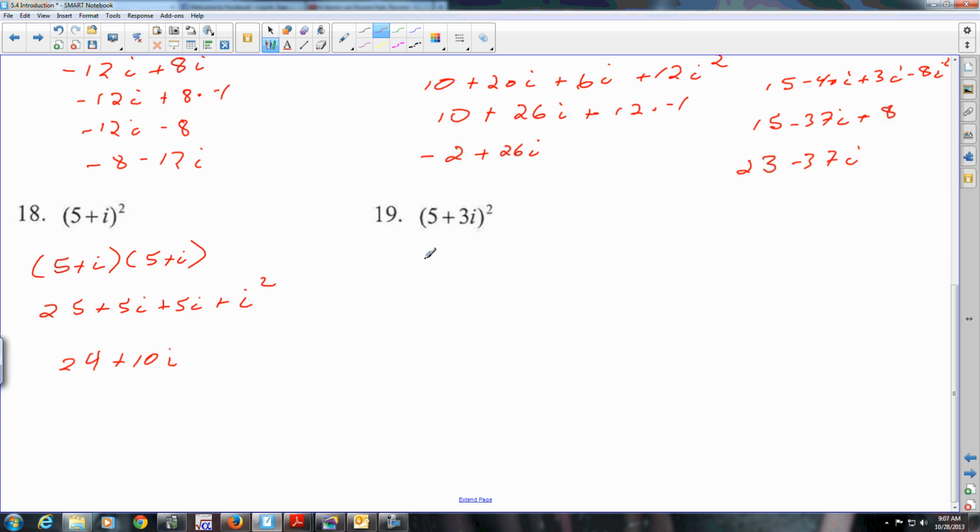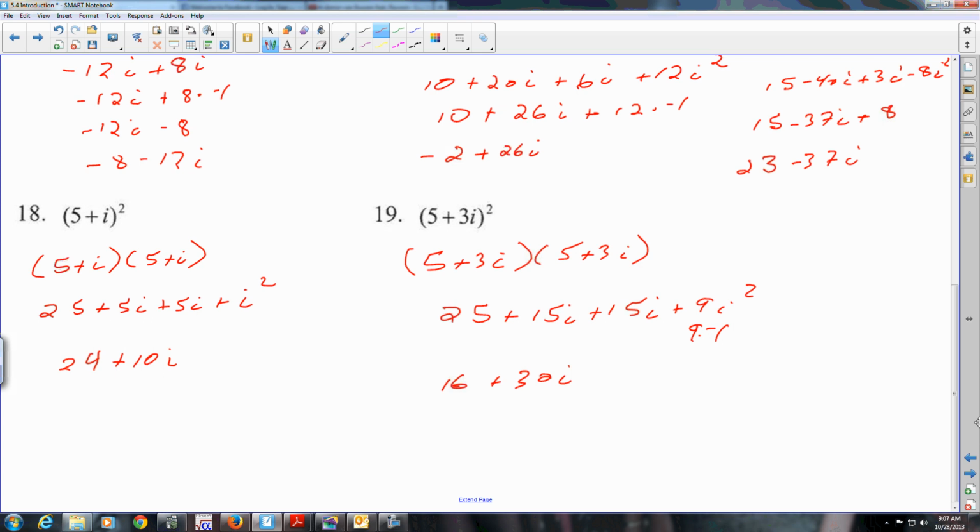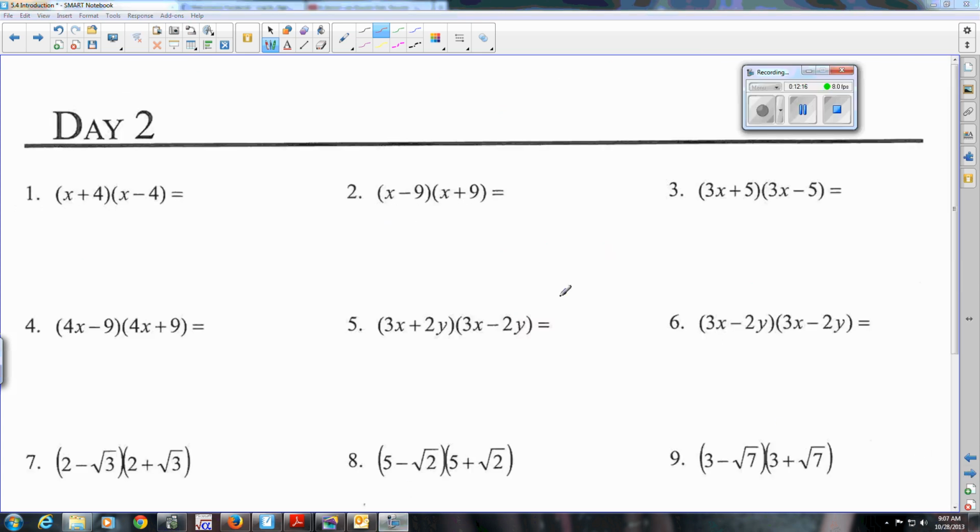Seeing the same thing again. 5 plus 3i, 5 plus 3i. So you have 25 plus 15i plus 15i plus 9i squared. So that would be 9 times negative 1, which would be negative 9. So that would be 16 plus 30i. Okay. I think that's all that you guys have for the first part.